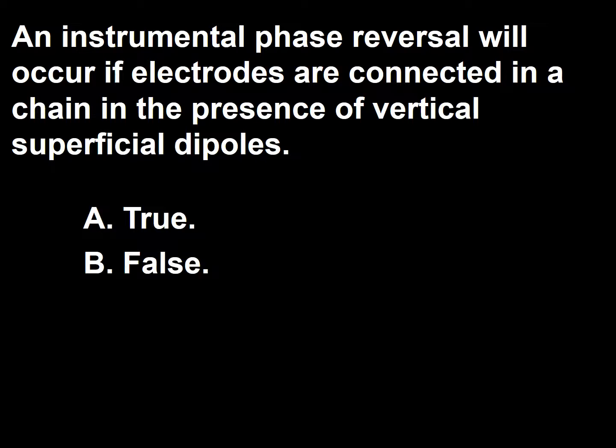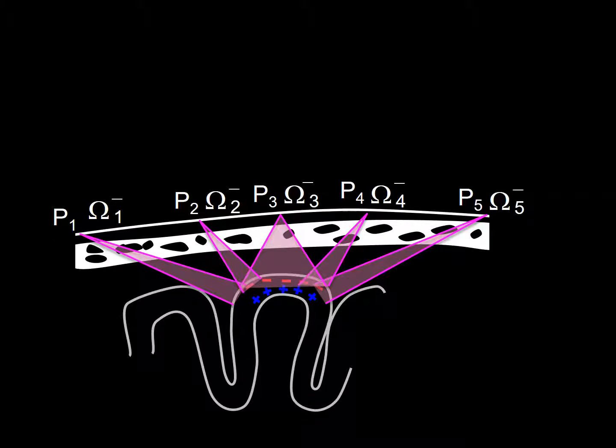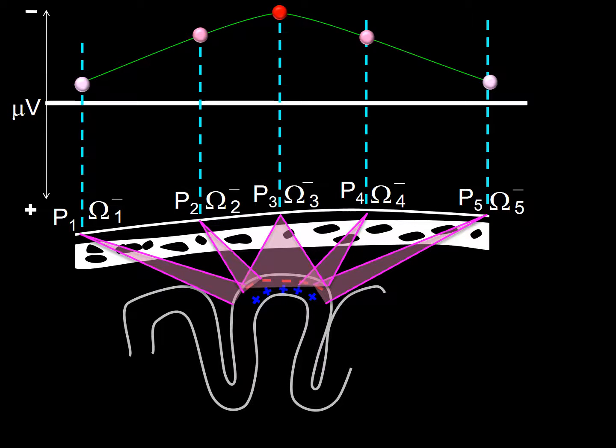Next question. An instrumental phase reversal will occur if electrodes are connected in a chain in the presence of a vertical superficial dipole. In this frame, I have represented a superficial vertical dipole. As you remember, superficial vertical dipoles are in the crown of the cerebral gyrus. The superficial vertical dipole, in this case represented with the negative pole towards the scalp, will be plotted on a voltage line as variable negativities, with the maximum at the electrode right on top of it, here labeled P3.